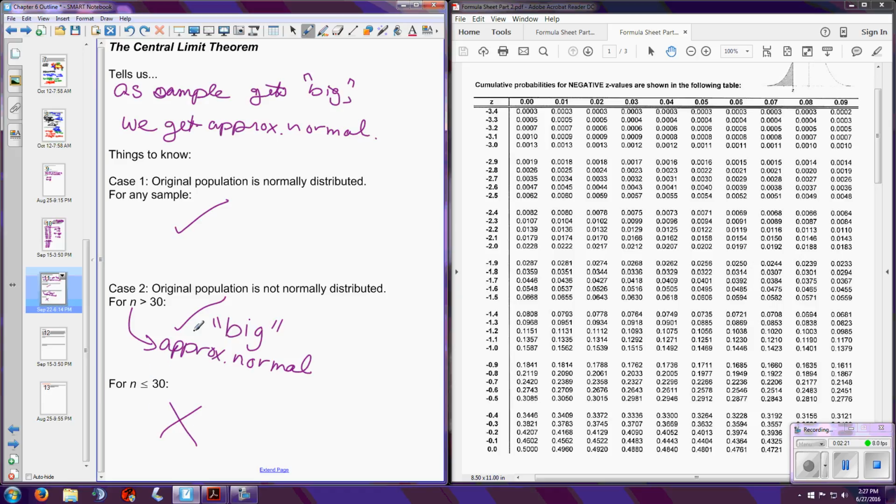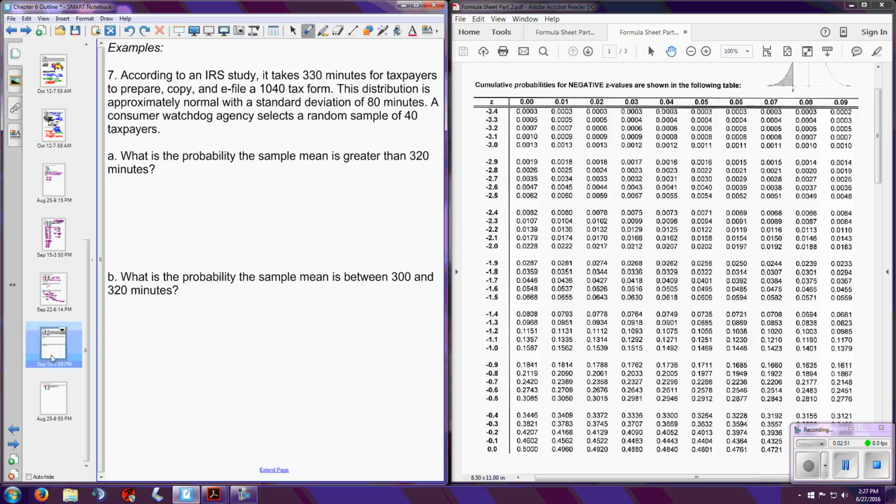For us, we're just going to look at cases where we're coming from a normal population and when our data is either approximately normal or if the sample is greater than 30. The only way we can deal with less than 30 is if they tell us, so they must tell us that we have approximately normal. So you might have a small sample, but they have to say approximately normal. Let's look at an example of this.